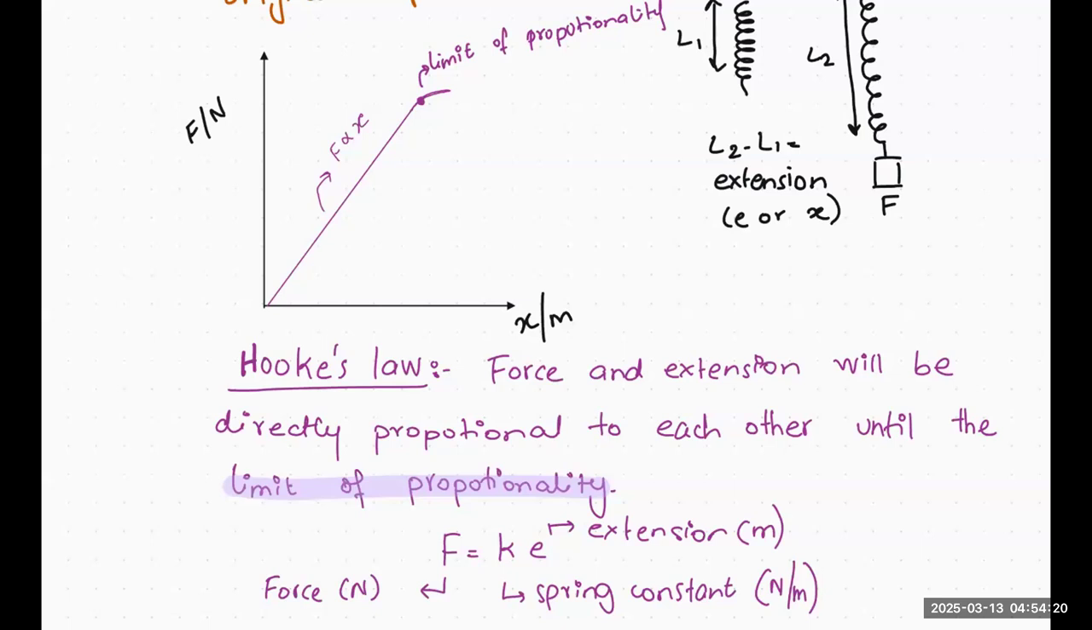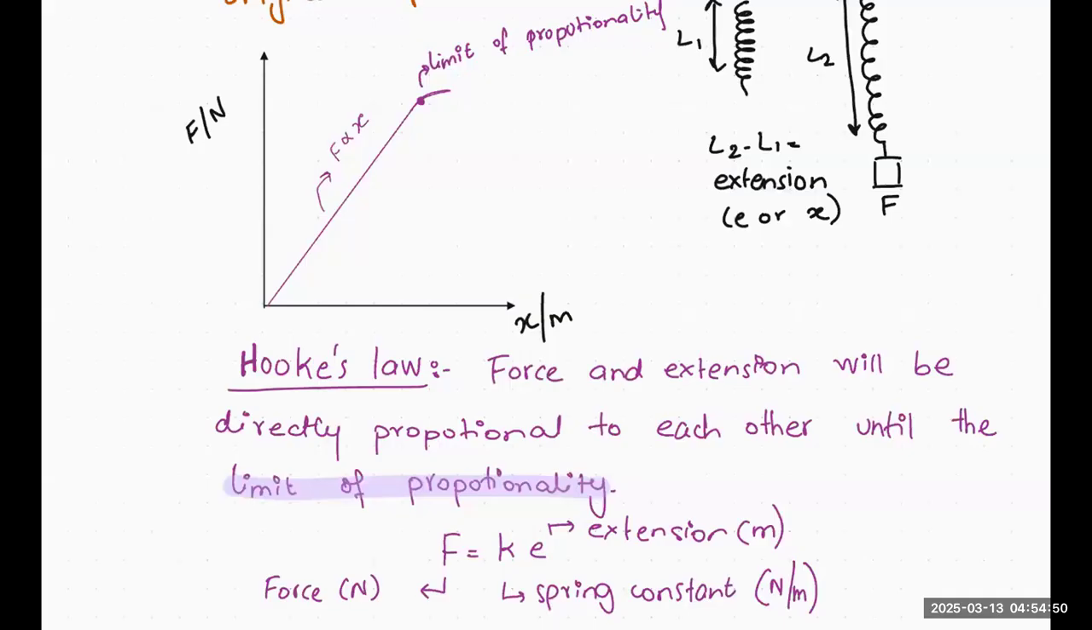Your spring constant is dependent on the material. So whenever you have the same material, the spring constant will be the same. Like if the spring is made of the same material, then you know that the spring constant is also going to be the same. So this is your spring constant, and this is your limit of proportionality, basically.